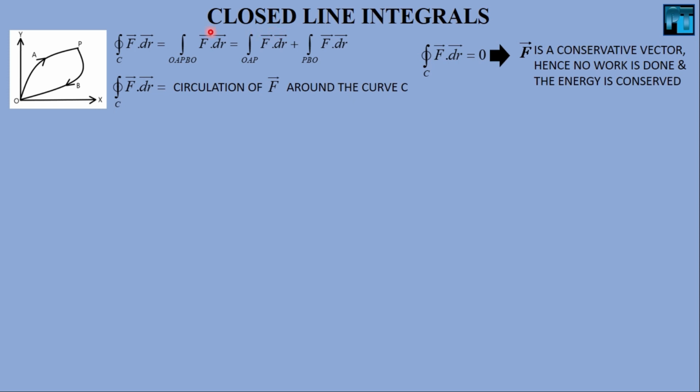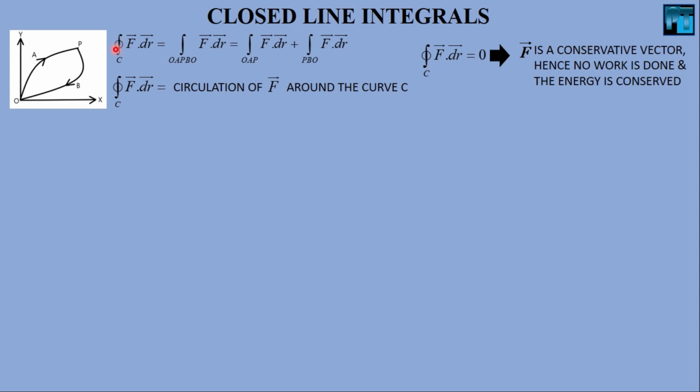Now what do you mean by closed? In mathematics, closed means the initial point and the final point of the curve are the same. See for yourself, for this figure, if we start from O, then along path OAP we reach P, then again along path PBO our final point is again O. So this is the notation of the closed line integral over f dot dr.